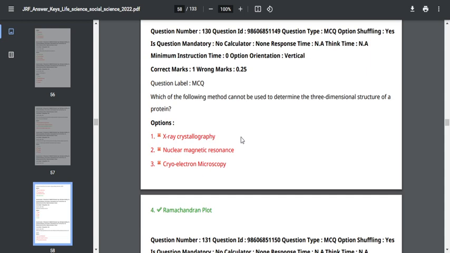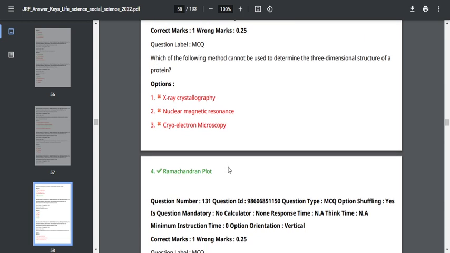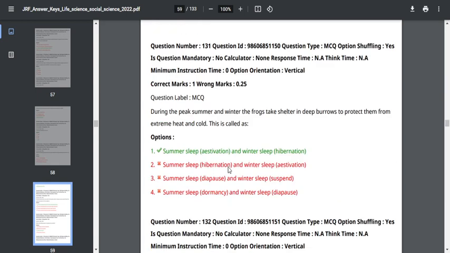Which of the following methods cannot be used to determine three-dimensional structure? X-ray, NMR and cryo-electron microscopy can be used for determining three-dimensional structure. But the Ramachandran plot is a two-dimensional plot used for determining the torsion angles of proteins.